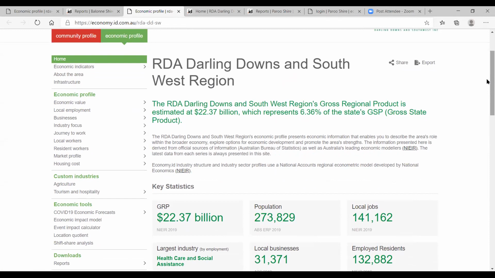Now we've got data from Treasury, and it draws this data in, and every year we update the economic profile of all of our LGAs in Australia. So we have over 350, and we update all of the LGAs and have a look at how their economy has performed over the previous year.